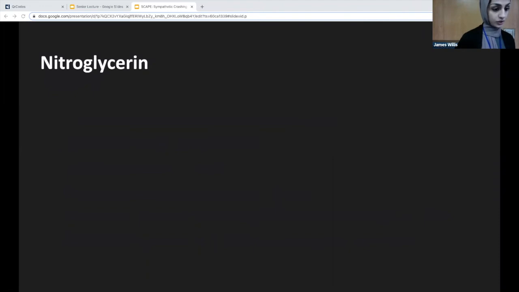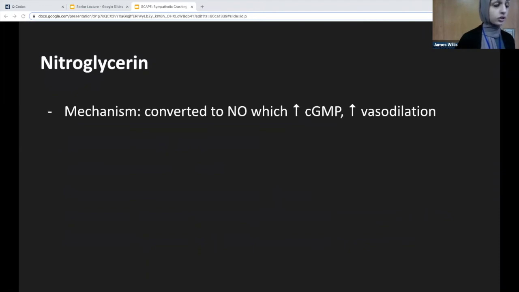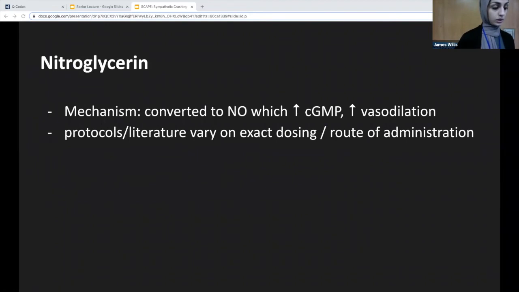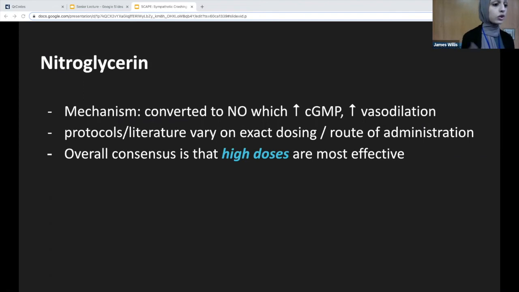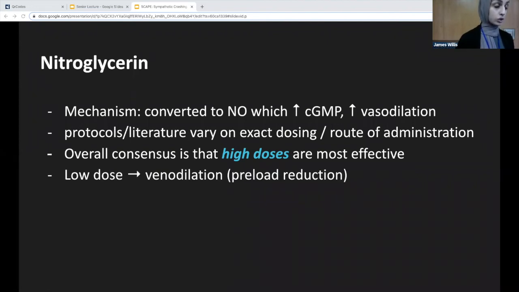Okay, nitroglycerin. The way nitroglycerin works, it's converted to nitric oxide, which increases the levels of cyclic GMP and causes vasodilation. The literature varies on the exact dosing of nitroglycerin, but the overall consensus is that in this subset of patients, high doses are most effective. And that's because at low doses of nitroglycerin, you only achieve venodilation, which is preload reduction.